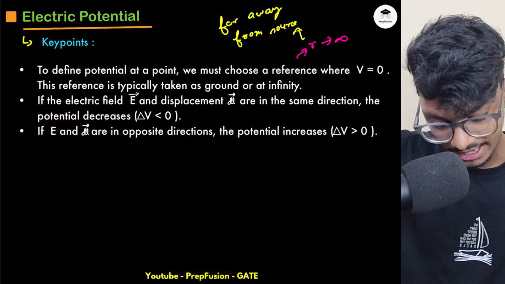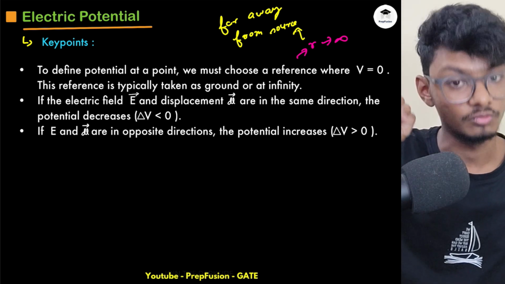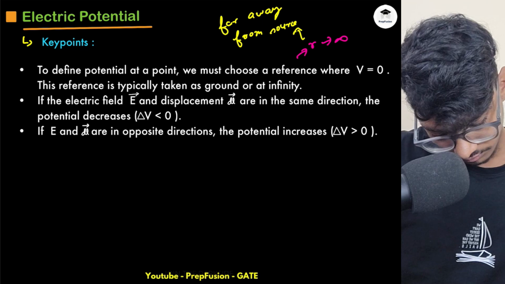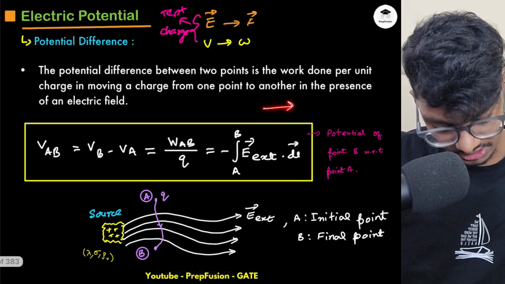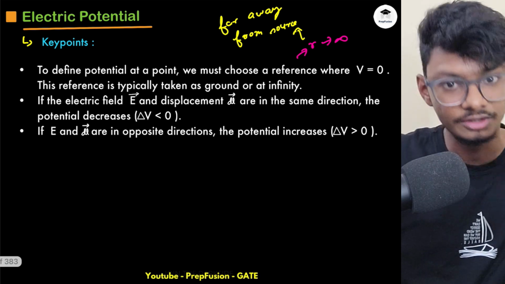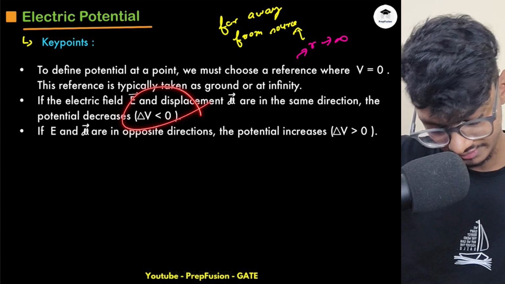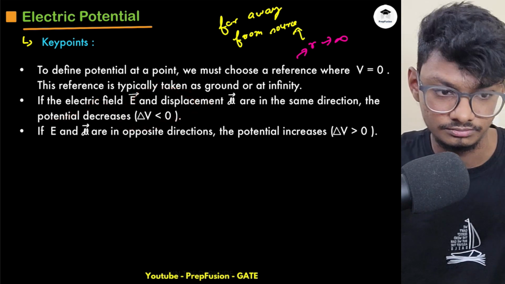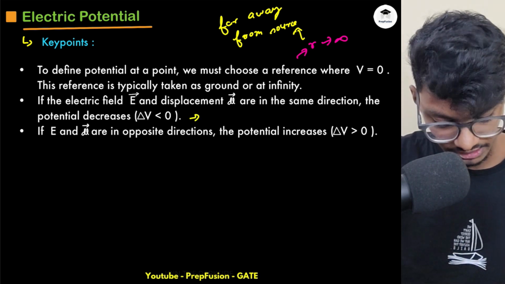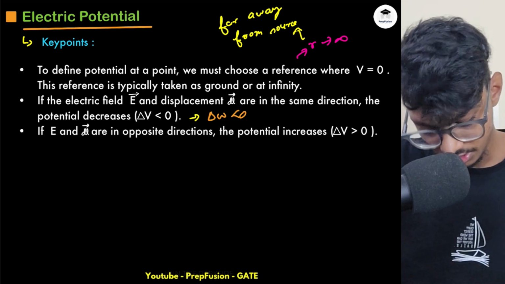If the electric field E and displacement dl are in the same direction, then potential decreases. Okay, what do I mean by decreases? If I'm moving the charged particle in the same direction, then the work done will be negative. That means it is reducing, it is going more negative. So that's why potential is reducing. As work done is negative, potential is negative. I just taught you the previous concept that delta W will be negative. Hence potential will be negative.